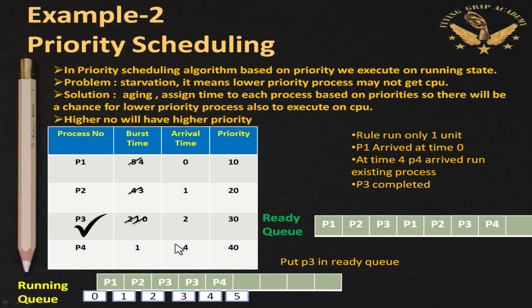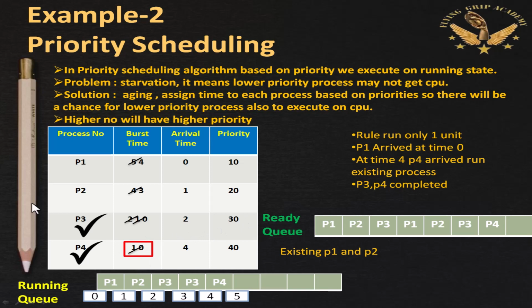So here P4 has arrived. So now P4 has arrived into the ready queue. We are going to bring P4 into the running queue. At that time, it needs to save the state. Already we have saved the state of P2 and P1. P3 has completed its execution completely. So allow P4 to complete the execution. P4 is having only one point of burst time. So P4 has completed. Now P3 and P4 have completed their execution.